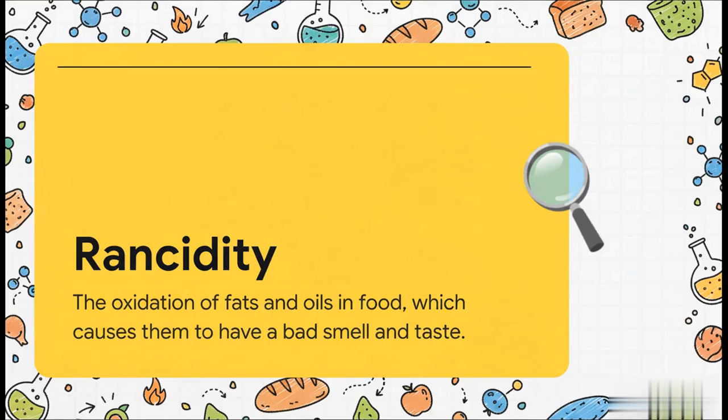And believe it or not, the same exact process happens to your food. You know that kind of stale, nasty smell from an old bag of potato chips or some nuts that have been sitting around too long? That's called rancidity, and it's just the fats and oils in the food oxidizing when they get exposed to the air. It's the same basic chemistry as rust, just happening to your snack.